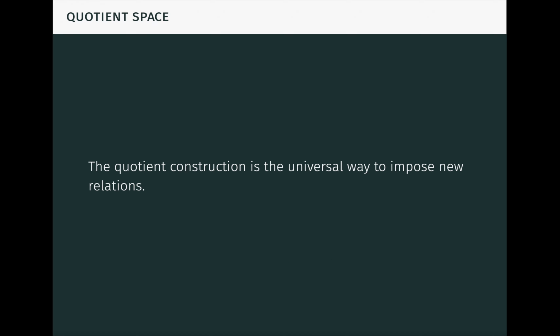In summary, we've seen in this video that the quotient construction is the universal way to impose new relations in a vector space, namely by killing off a subspace. We've also seen that everything we need from the quotient construction we can get from its universal property. Hopefully this has gotten you more comfortable both with quotient spaces and with universal properties.